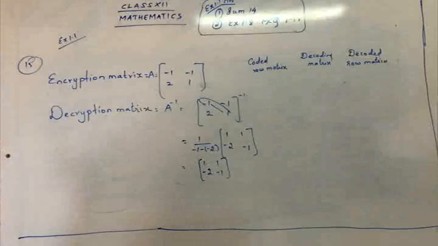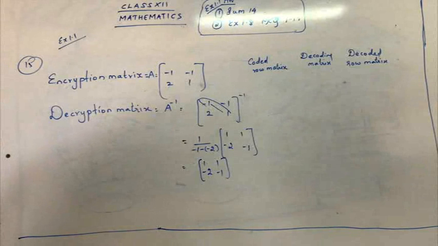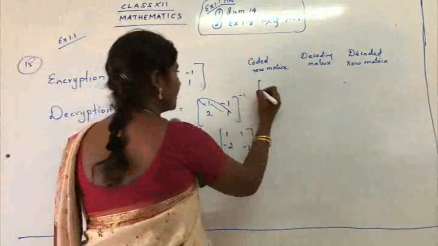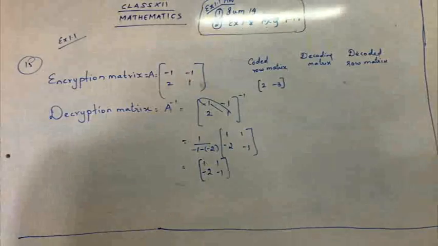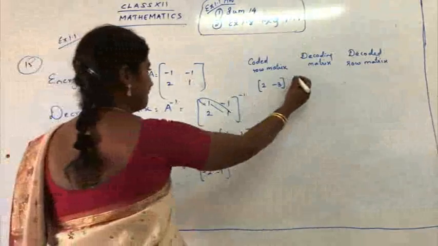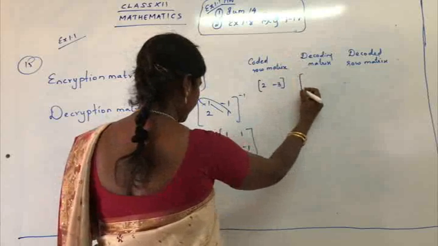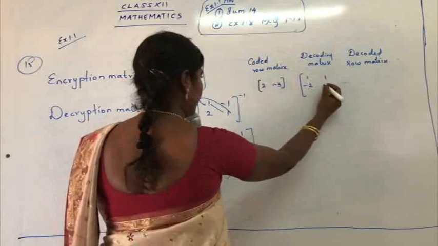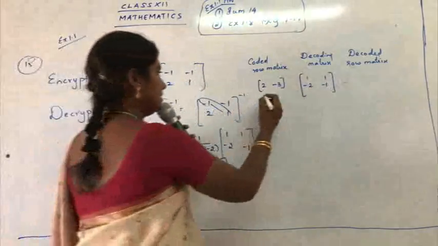Now in the coded row matrix, you are given two messages. Decrypt the received encoded message 2, -3 and 24. That's what you will be writing in the coded row matrix. First I'll take the first row matrix, 2, -3. And what is the decoding matrix? That's our decryption matrix. You have to take this matrix, 1, 1, -2, -1. Give proper spacing so that you do not get confused. Now we have to find the matrix multiplication, that's all.